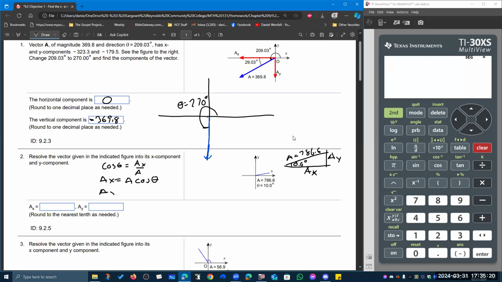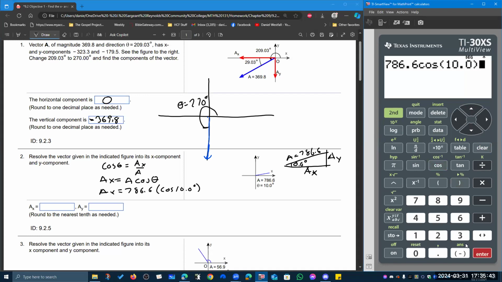So a sub x is going to be equal to 786.6 times the cosine of 10.0 degrees. Make sure you're in degree mode on your calculator. 786.6 cosine of 10.0 is going to be a sub x, and they want us to round to the nearest tenth, so 774.6.